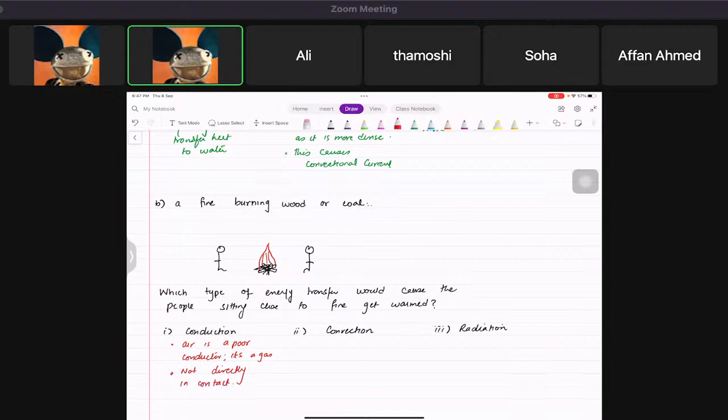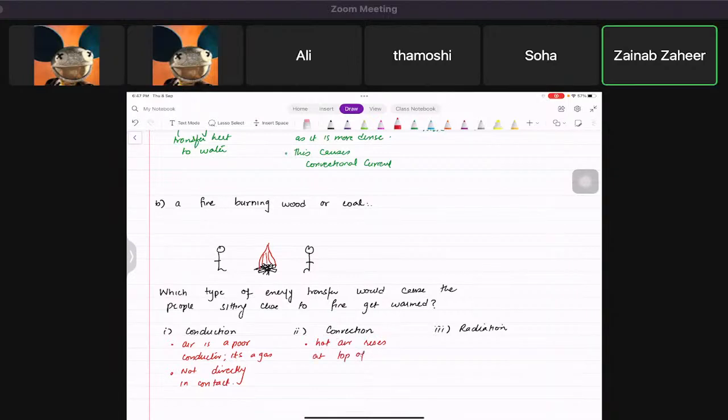Convection can happen in air. The hot air rises, so okay, and they're not on top of the fire. Exactly. So hot air rises at the top of the fire and doesn't reach the people, right? And what about radiation?